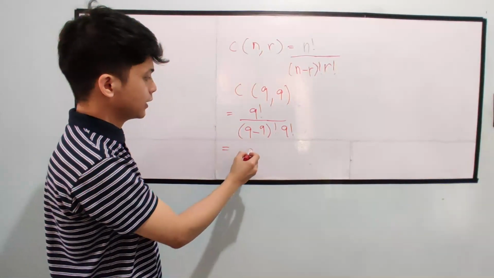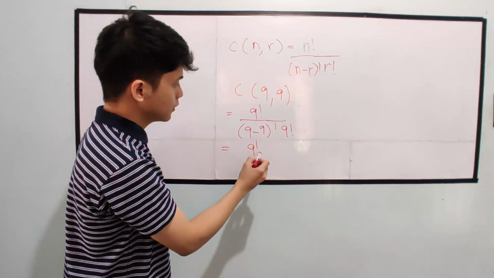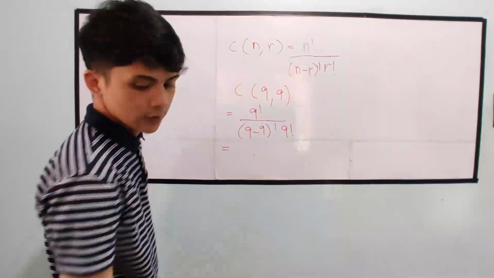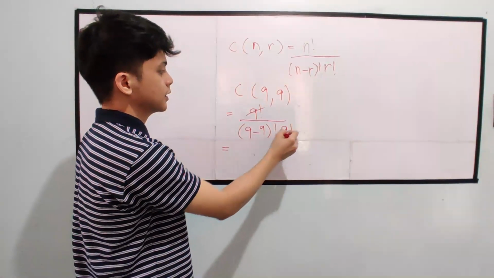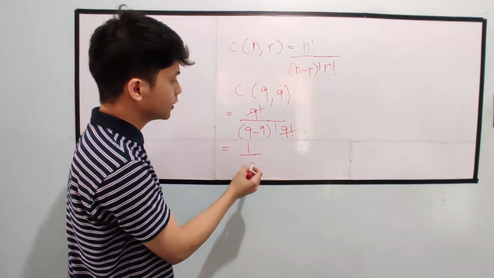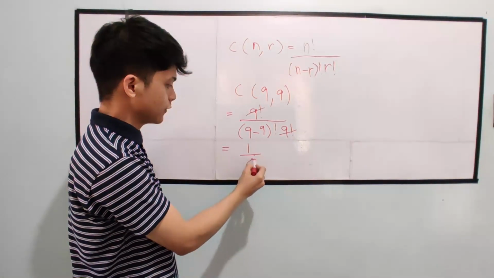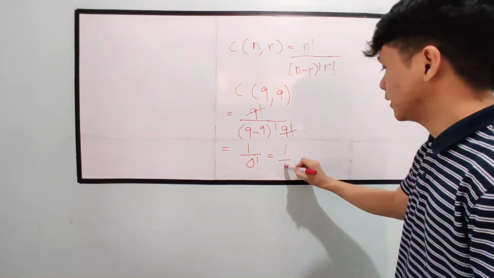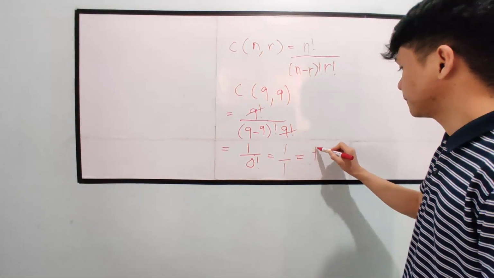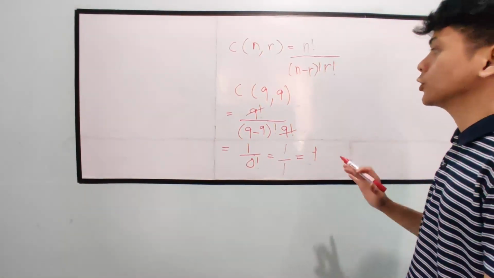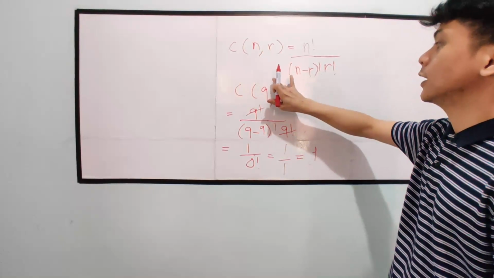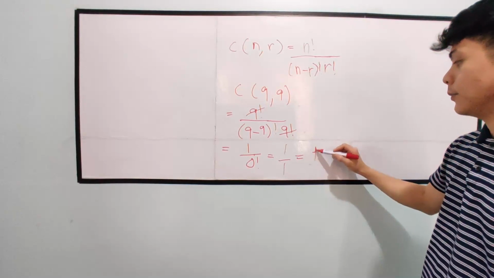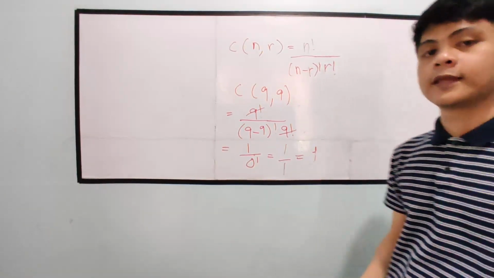Then, simplify lang natin. So, cancel na pala tong 9 factorial kasi same sila. Matitira na lang is 1 over 9 minus 9 is 0. So, 0 factorial. Now, 0 factorial is 1. So, 1 over 1. So, the final answer is 1. In short, pag equal yung n tsaka r natin, yung resulting combination is always equal to 1. Okay? Remember that. So, yun lang yun.